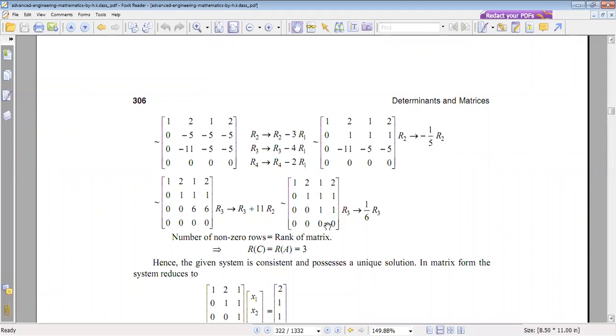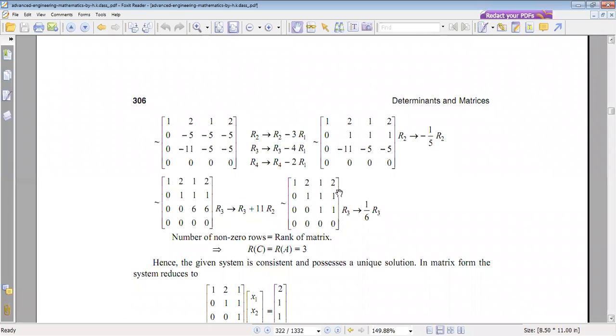Here the first matrix is A, that means 1 2 1, 0 1 1, 0 0 1, 0 0 0. At first look at this first matrix. See here, how many non-zero rows are there? 3 non-zero rows are there. So rank of A is 3.